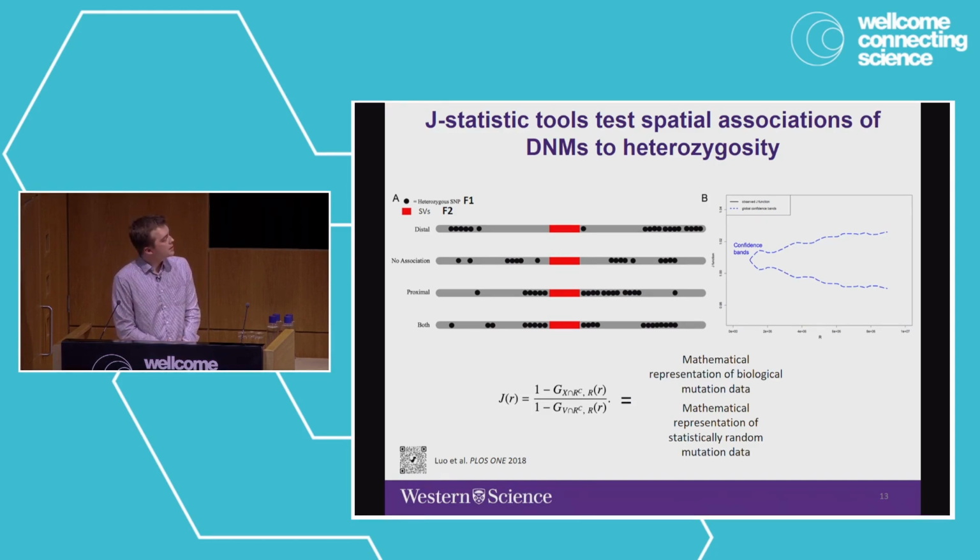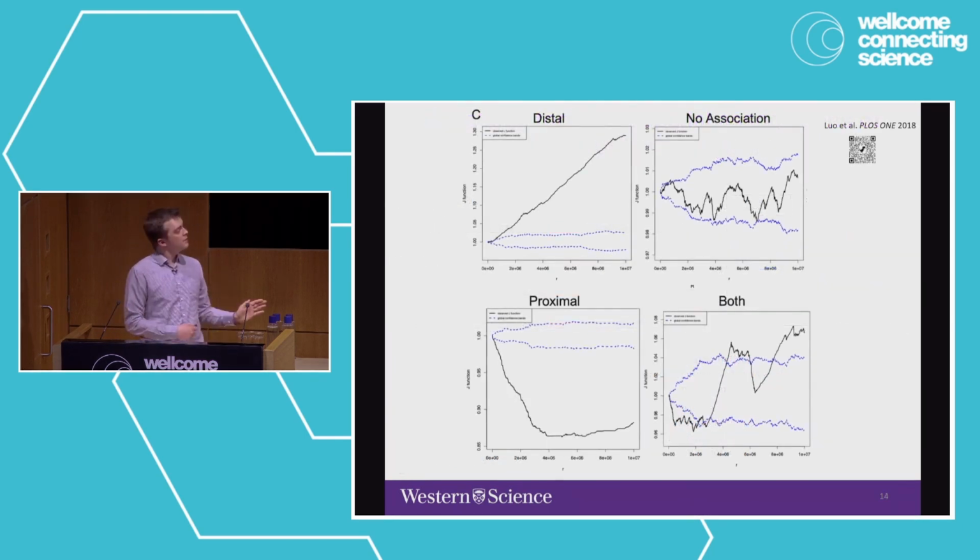These are mapped on the J-statistics function map, where the value of the J function, as calculated here, corresponds to these different mutational patterns. If it's above this random distribution, that would indicate a distal relationship. If it's underneath that random distribution, it would be considered proximal. You can also have no association, where the J function maps in between those confidence bands, indicating just a random distribution of SVs relative to those inherited F1 heterozygosity sites, as well as both, dipping under and above, in the proximal and distal regions.